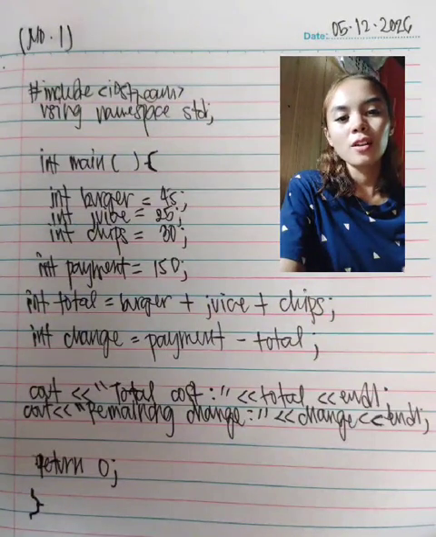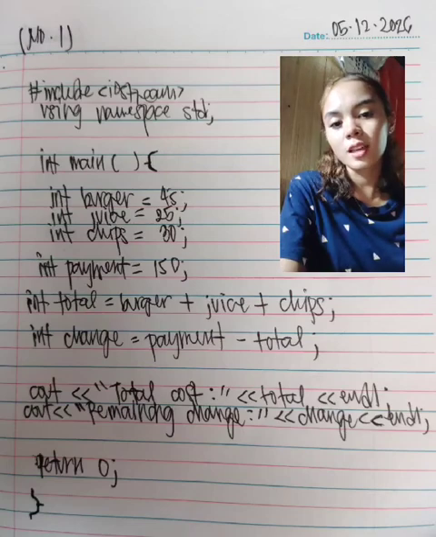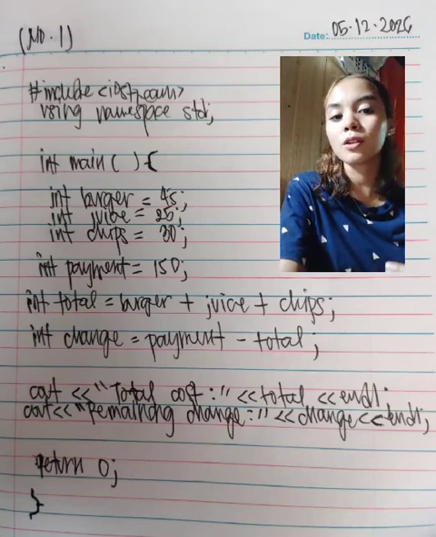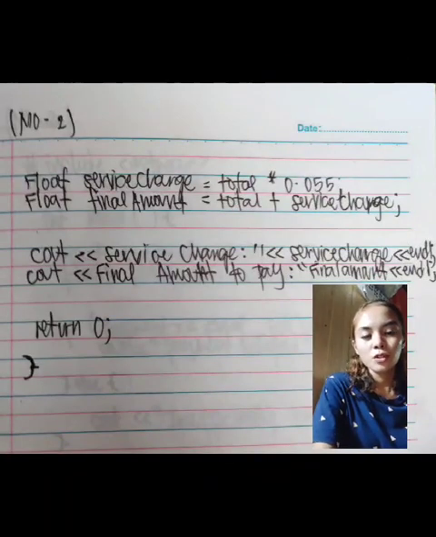When you run the program, the screen will show in plain text: Total cost 100, remaining change 50. This means the total cost of items is 100 and from a payment of 150, the change is 50. Now let's move to Module 2.